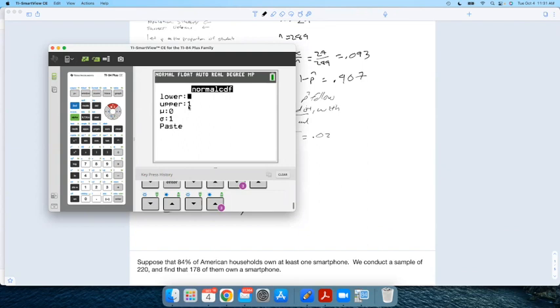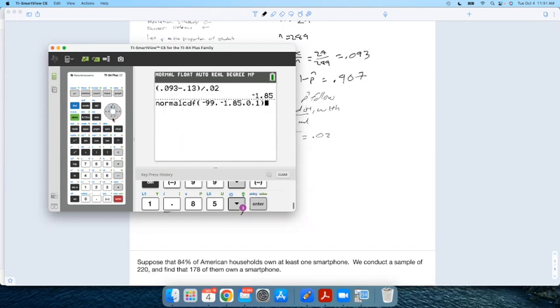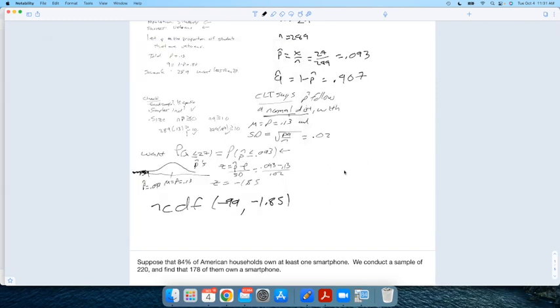You're going to be finding the z-score anyway, so you might as well use it. Okay, my lowest was negative, no, not this, that's the minus button. Where's delete? Negative 99 to negative 1.85. And I get that answer, 0.032.